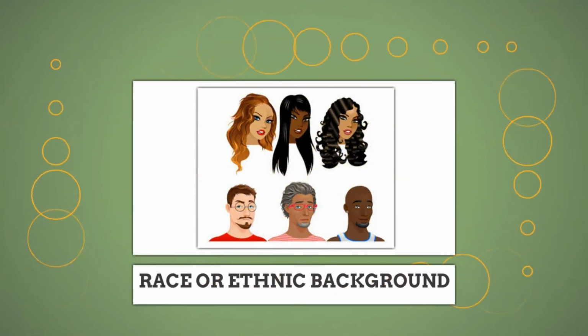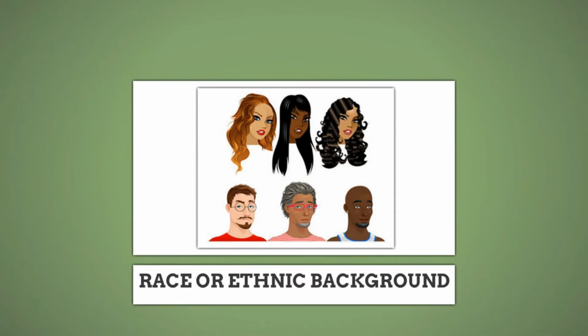Race or ethnic background. Apart from family history, people belonging to certain races or ethnicities are more prone to developing type 2 diabetes. Hispanics, African Americans, Hawaiians, Native Americans and Asians are at an increased risk of developing diabetes. So, if you are of African American, Asian, Native American or Pacific Islander descent, it's time to make lifestyle changes to reduce your risk.